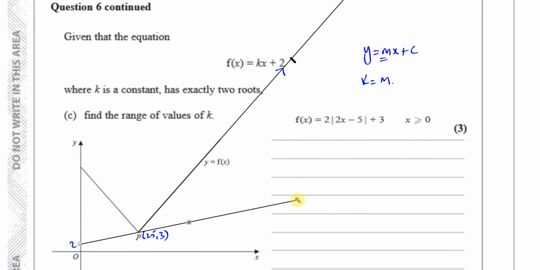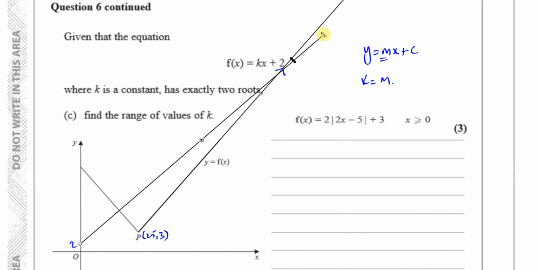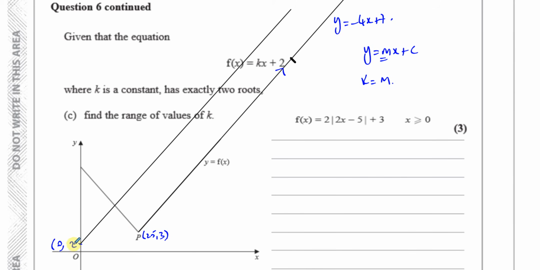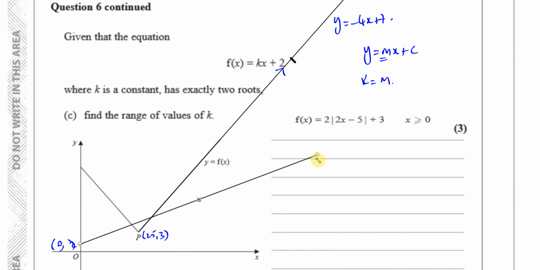So when the gradient of this line is anything above the gradient now, it'll have two routes, and it'll continue having two routes until its gradient becomes the same as the gradient of this negative argument of the curve. And remember, this was y equals minus 4x plus 7. So we need to find the gradient of the line when it is in this position first. This is like the one limit.